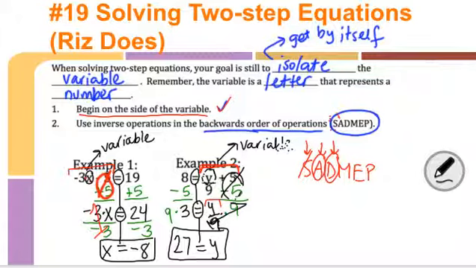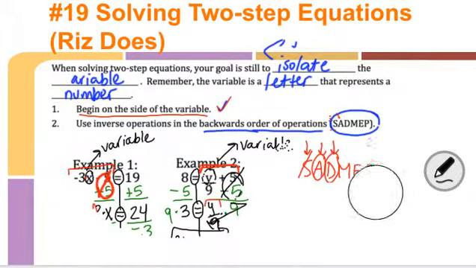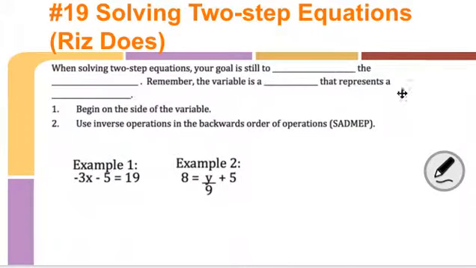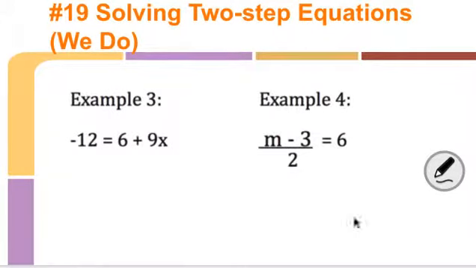We got 4 more to go. Go ahead and follow along with me. I'm going to keep thinking a lot out loud. If you have questions, feel free to ask. Alright? Here are examples 3 and 4.